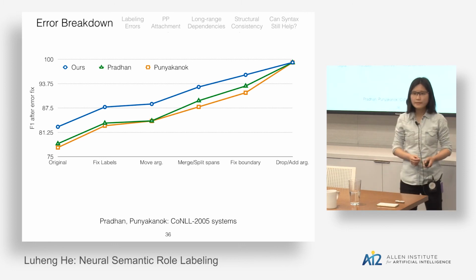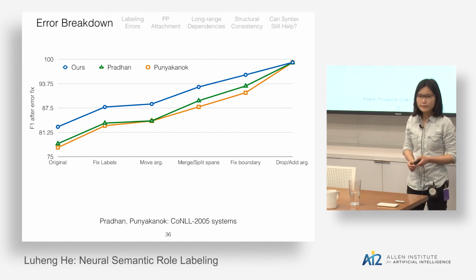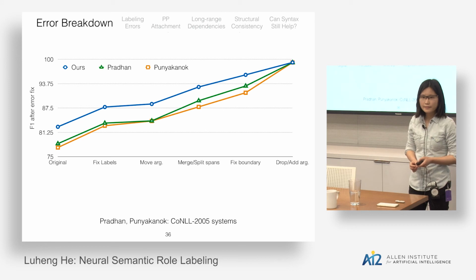Quick question on this slide. I think you do it in a different way than I would have. It seems like where your model is getting relative to the green and yellow ones is the very last thing, like the drop add arguments. The rest, everybody's making the same number of errors, especially the yellow and blue ones. Yeah, that's a good observation. Thanks.